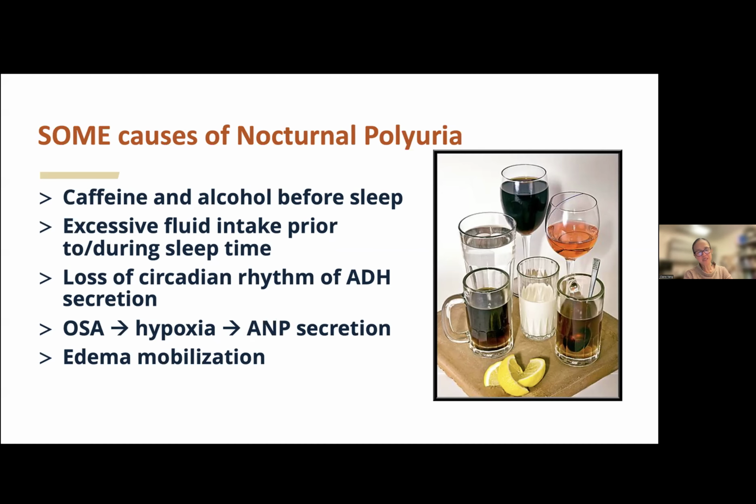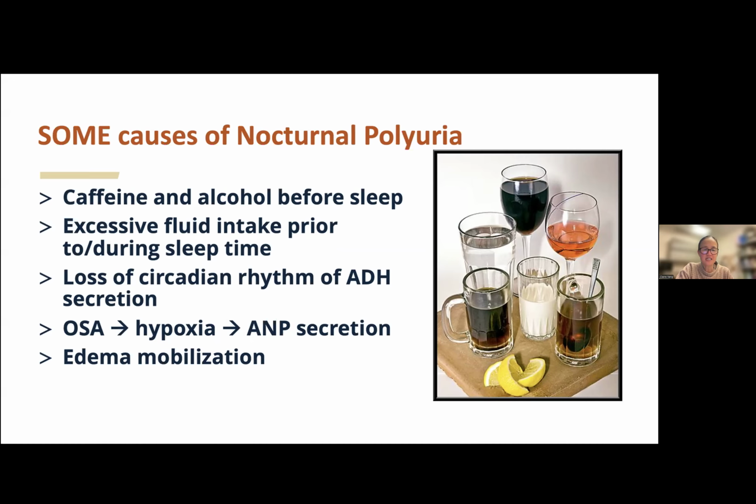Obstructive sleep apnea, OSA, leads to hypoxia, which then leads to secretion of a hormone called atrial natriuretic peptide, and that's also a diuretic hormone, which then mobilizes more urine production.